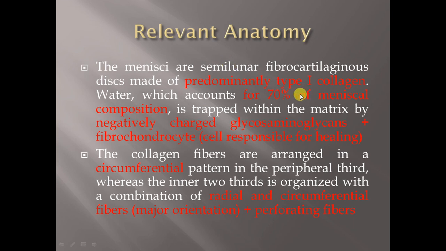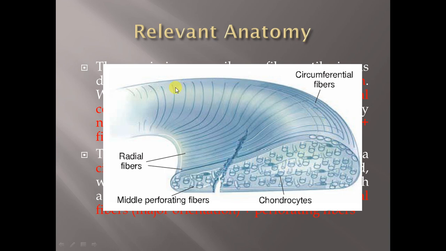Histology: mainly formed of type 1 collagen and fibrochondrocytes. The collagen is arranged peripherally in a circumferential manner, and there are radially oriented fibers. This radial component acts as a tie to hold the circumferential fibers together and is responsible for what is called the hoop mechanism. In between there are medial perforating fibers and chondrocytes. Fibrochondrocytes are responsible for the healing of the meniscus into fibrocartilage.